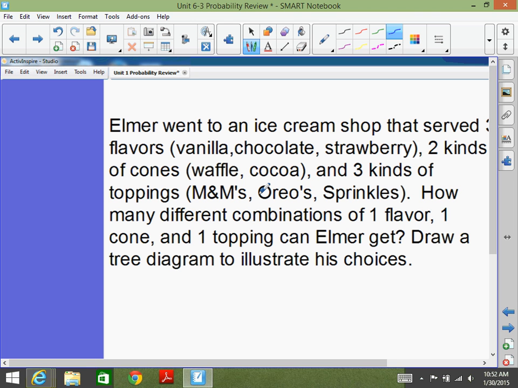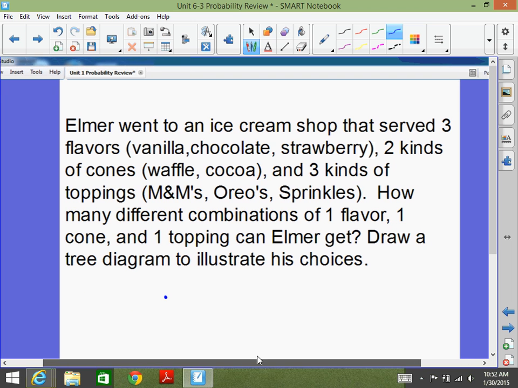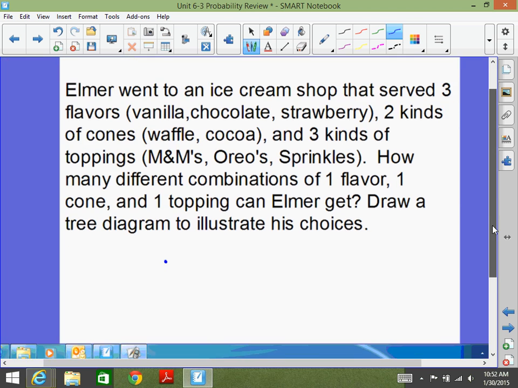Now, if we look at this situation, we have Elmer. He went to an ice cream shop that served 3 flavors: vanilla, chocolate, strawberry, 2 kinds of cones, waffle, cocoa, and 3 kinds of toppings: M&M's, Oreos, sprinkles. How many different combinations of one flavor, one cone, one topping can Elmer get? Draw a tree diagram to illustrate his choices.